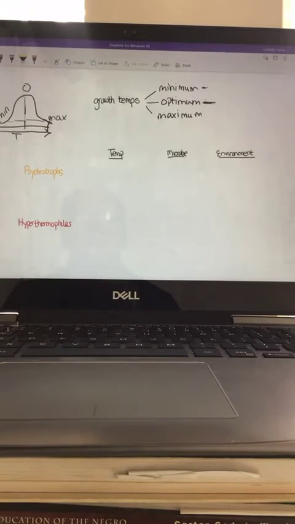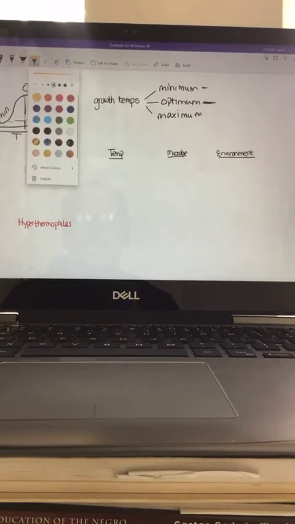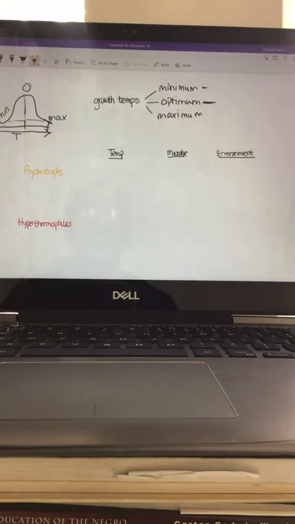So that is the explanation of growth temperatures. The next one is psychrotrophs, and they are similar to psychrophiles in some sense. So I will talk about the temperature. I'm gonna change the color. They grow at a little warmer, higher temperature than psychrophiles. So their temperature range is 0 to 30 degrees Celsius, and their optimum temperature is 20 degrees to 30 degrees Celsius.